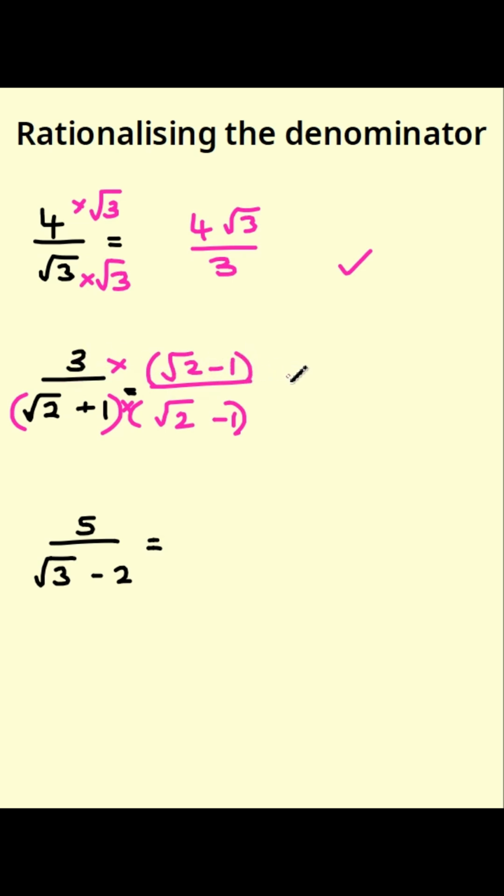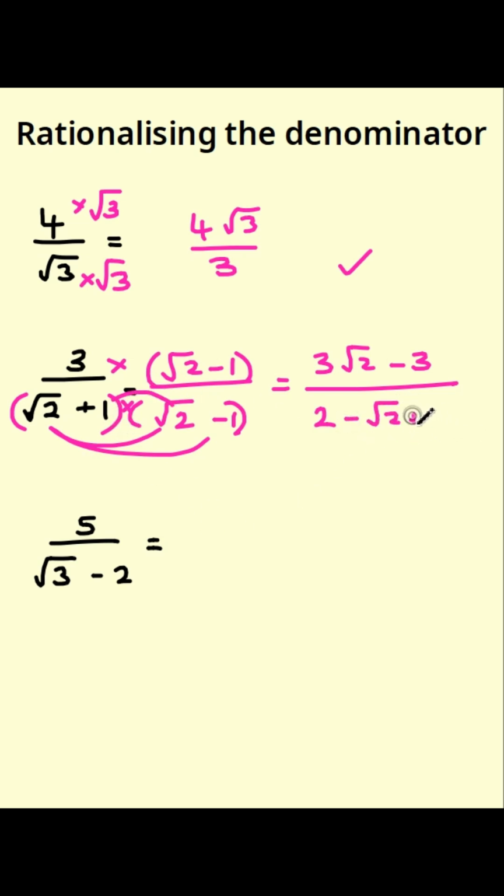Now, 3 times root 2 minus 1 gives us 3 root 2 minus 3. Make sure you're multiplying both parts by the integer. And then the denominator, if we multiply those out, we're going to start with root 2 times root 2, which makes 2. Root 2 times negative 1 makes minus root 2. 1 multiplied by root 2 means positive root 2, and 1 multiplied by negative 1 gives me negative 1.